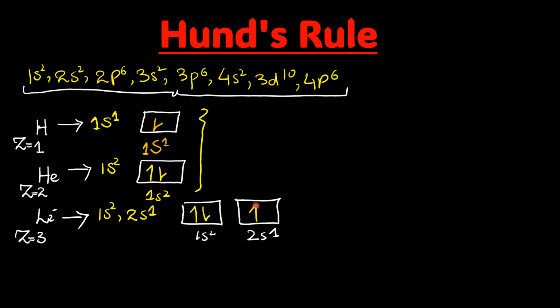The electron can be in a spin up state or in a spin down state, so it doesn't matter. But the 2s subshell of the lithium atom will occupy only 1 electron in its orbital. Now in case of the fourth element of the periodic table, which is beryllium, the atomic number of beryllium is 4.